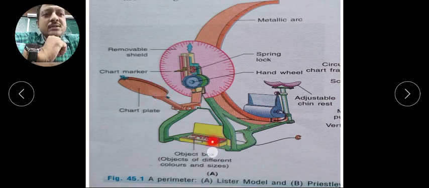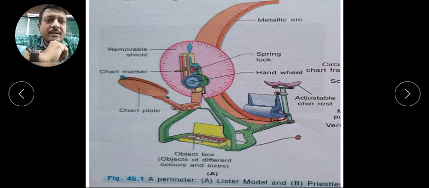Now this is the object box, which contains objects of different sizes and colors. We shall do the perimetric examination with a 10 millimeter white test object. This is the adjustable chin rest, which has 2 chin cups. The right chin cup is used to map the visual field for the left eye, and the left chin cup is used to map the visual field for the right eye.